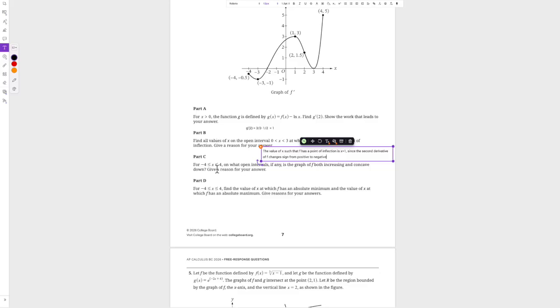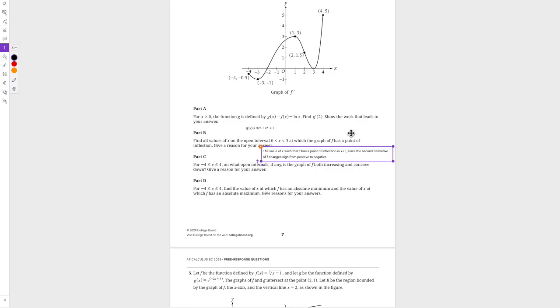Now part C. From negative 4 to 4, on what open intervals, if any, is the graph of f increasing and concave down? Give a reason for your answer. Okay, so let's see what we have to do. We need the criteria that the graph of f is increasing. So this means it has to be above, because this is f prime. You need a positive f prime value. But it has to be concave down as well.